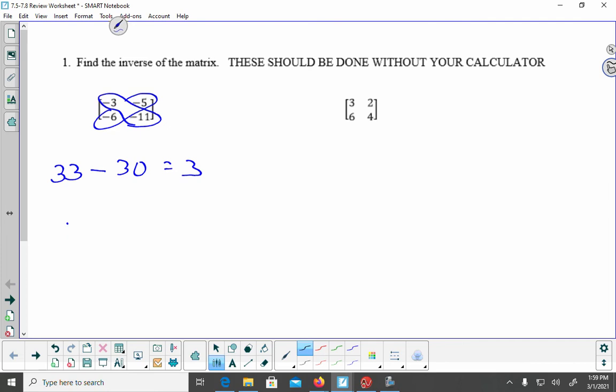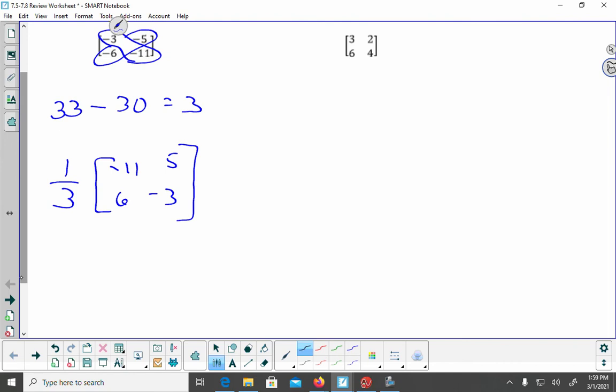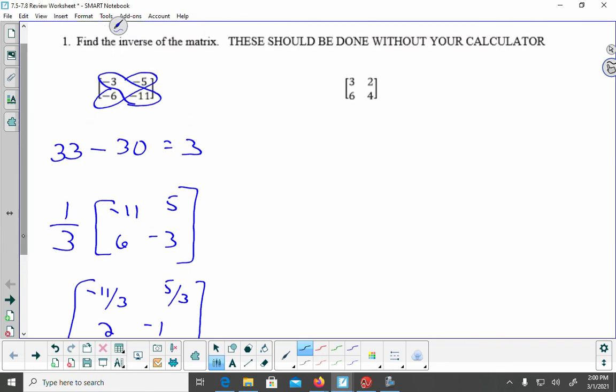To find the inverse, I take the reciprocal of that determinant. The 11 and the 3 change places. The 5 and the 6 stay in the same spot, but their signs change. Distributing the 1/3, I'm going to have negative 11 thirds, positive 5 thirds, 2, and negative 1, and that's my inverse.